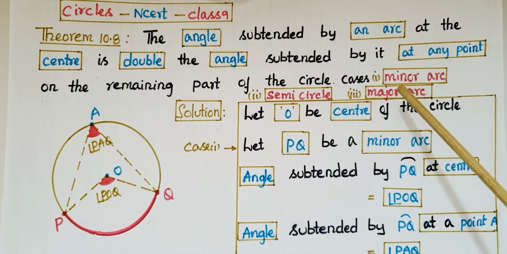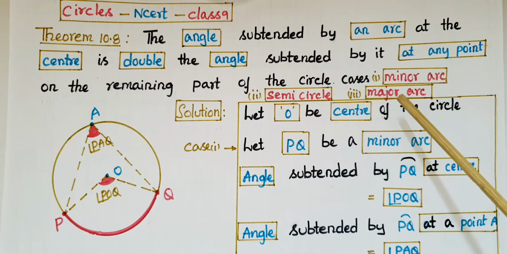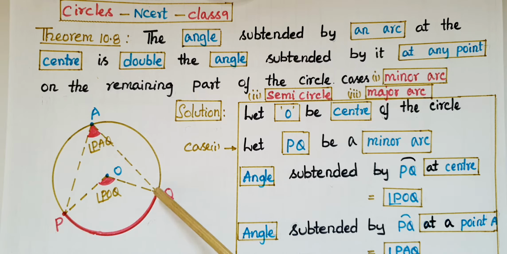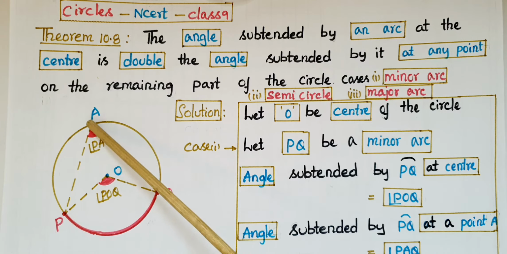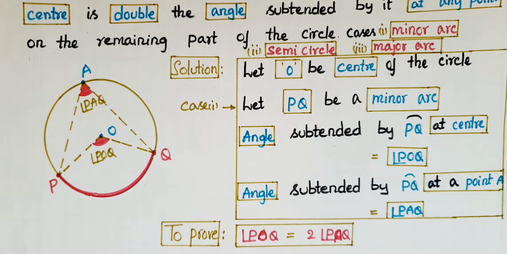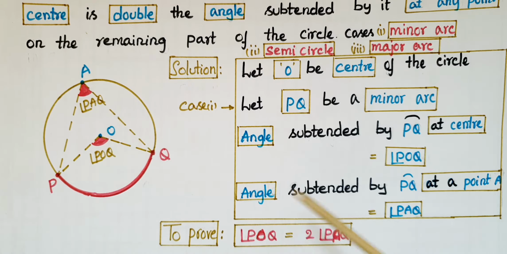Here the cases we are taking are: the first one is minor arc, the second one is semicircle, and the third one is major arc. So let O be the center of the circle. In the first case, PQ is the minor arc, and the angle subtended by minor arc PQ at center O is angle POQ, and the angle subtended by minor arc PQ at any point on the circle, that is A, is angle PAQ. Here we have to prove that angle POQ is equal to twice of angle PAQ.